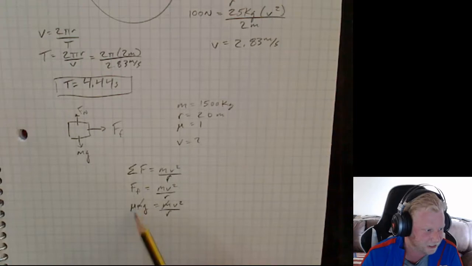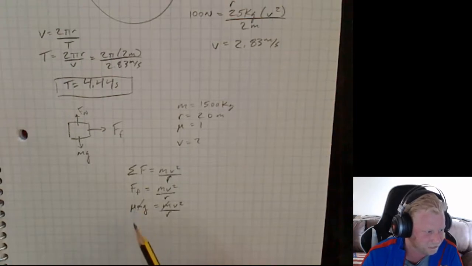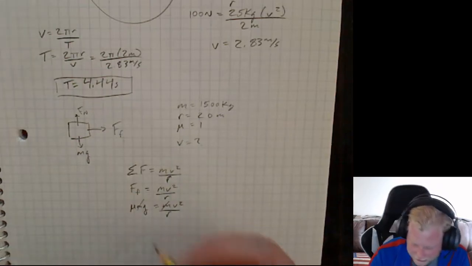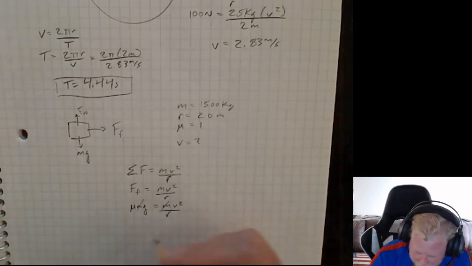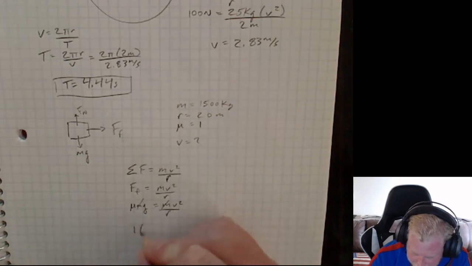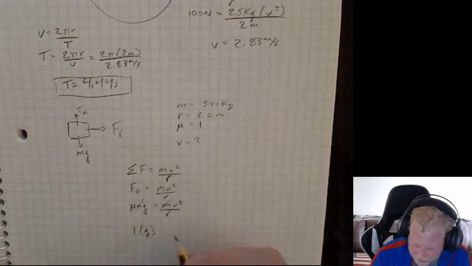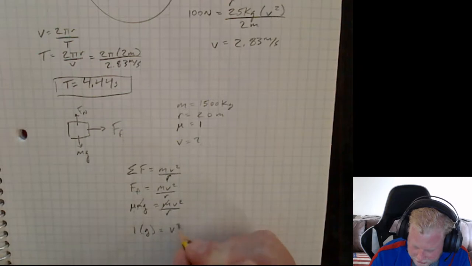If it's icy, that coefficient would go down. If it's wet, that coefficient would go down. If it's dry, the coefficient would be max. So let's plug in what we got. So 1 times g is equal to unknown v squared over 20 meters.